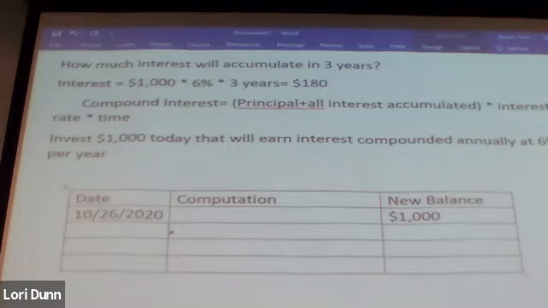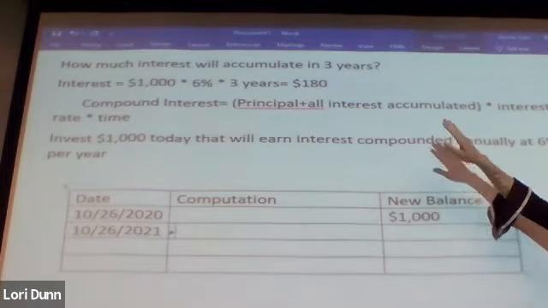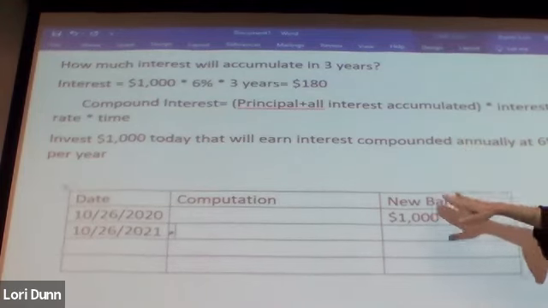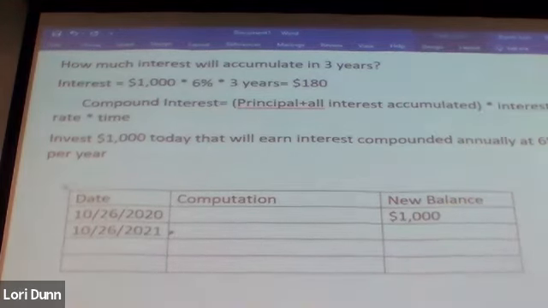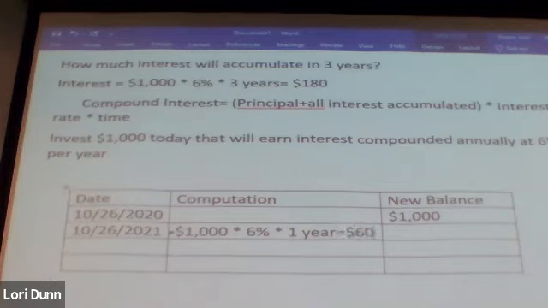Let's see what it'll accumulate to in 1 year. So at 10/26/2021, use your formula that's up above. The principal right here plus all interest accumulated. Well, there is no interest yet. So it'll just be the 1,000 times the annual interest rate, which is our compounding rate, since we only compound once a year, 6%, times 1 year. So that will give us $60.